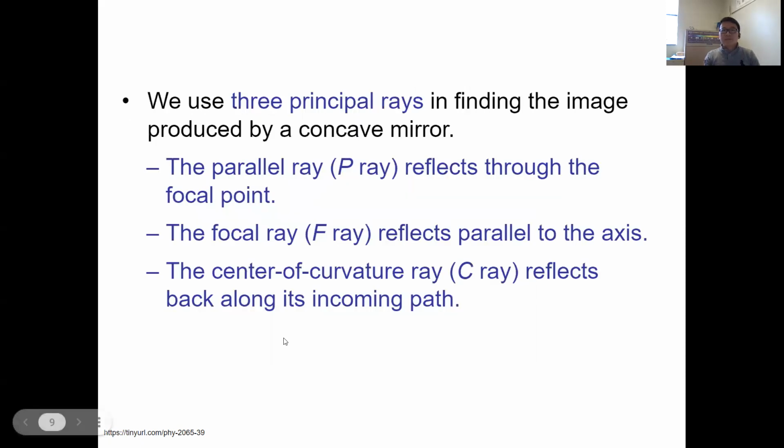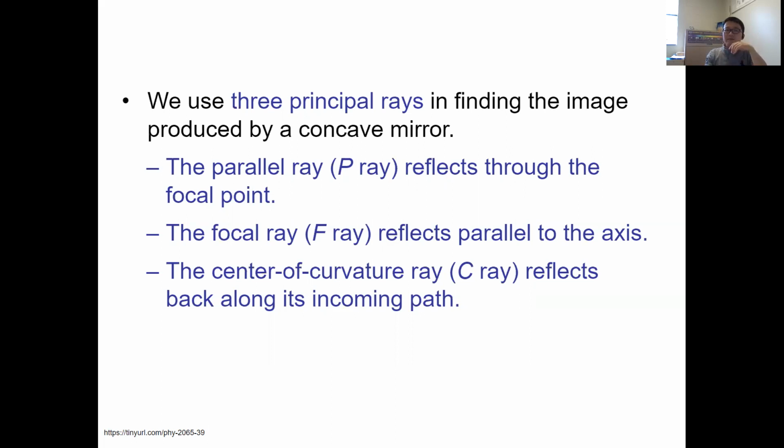All right, so to produce an image by either a concave mirror or a convex mirror, we will take an example for the concave mirror. You use 3 principal rays. The first ray is called the parallel ray, which means this ray comes parallel to the principal axis, and because of that, it will reflect through the focal point.